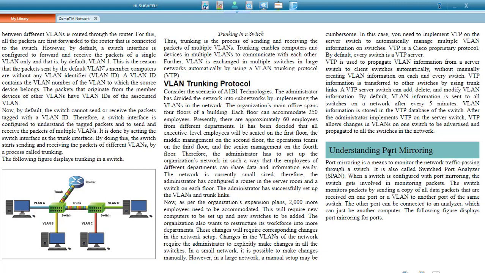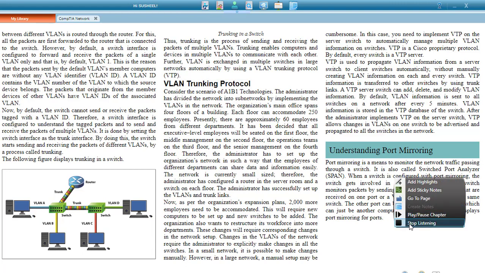Understanding port mirroring. Port mirroring is a means to monitor the network traffic passing through a switch. It is also called Switched Port Analyzer, SPAN. When a switch is configured with port mirroring, the switch gets involved in monitoring packets. The switch monitors packets by sending a copy of all data packets that are received on one port or a VLAN to another port of the same switch. The other port can be connected to an analyzer, which can just be another computer. The following figure displays port mirroring for ports.